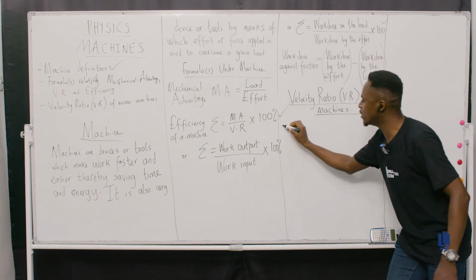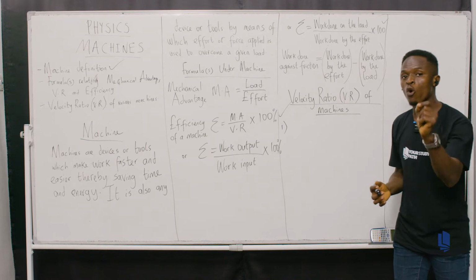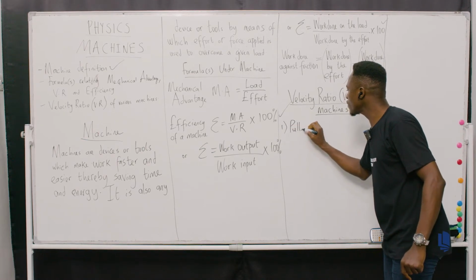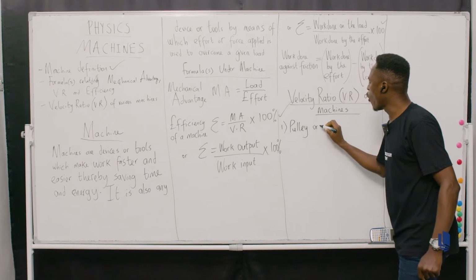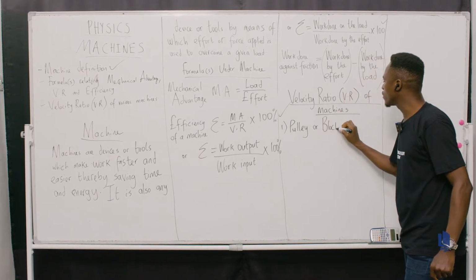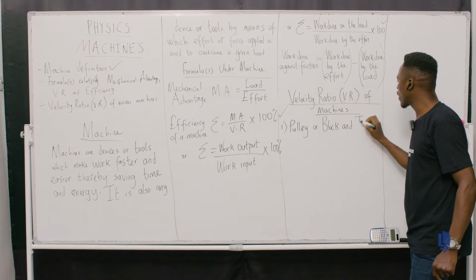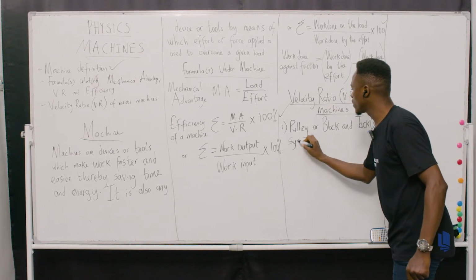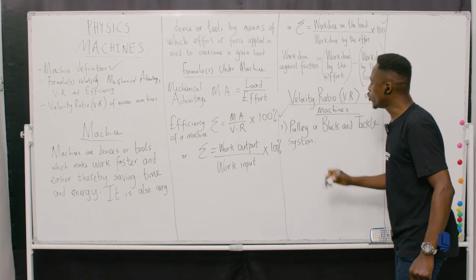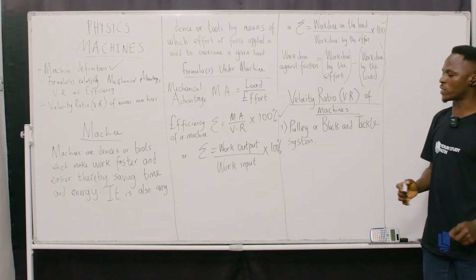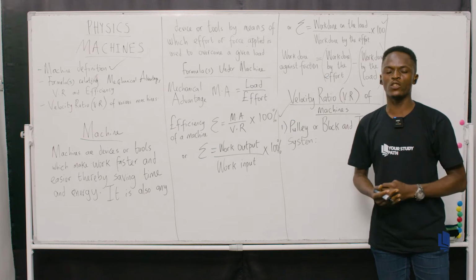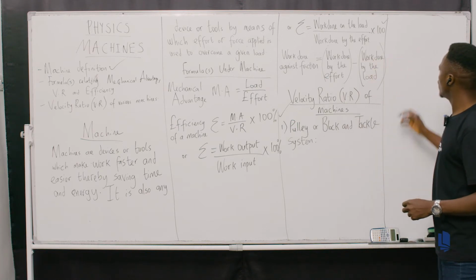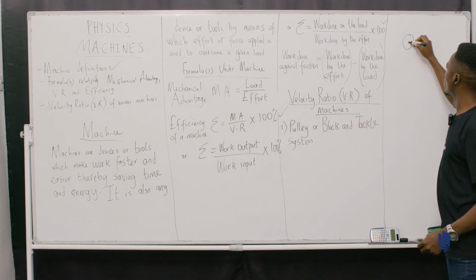So various machines. The first machine you want to know the velocity ratio of would be your pulley or block and tackle system. Your pulley or block and tackle system, you need to know what the velocity ratio of this machine is. Whenever they give you a pulley, maybe you have a machine and they are drawing something like this.